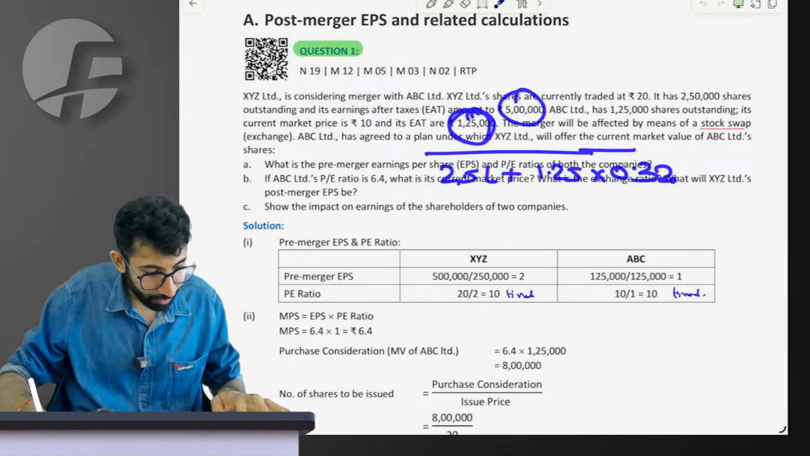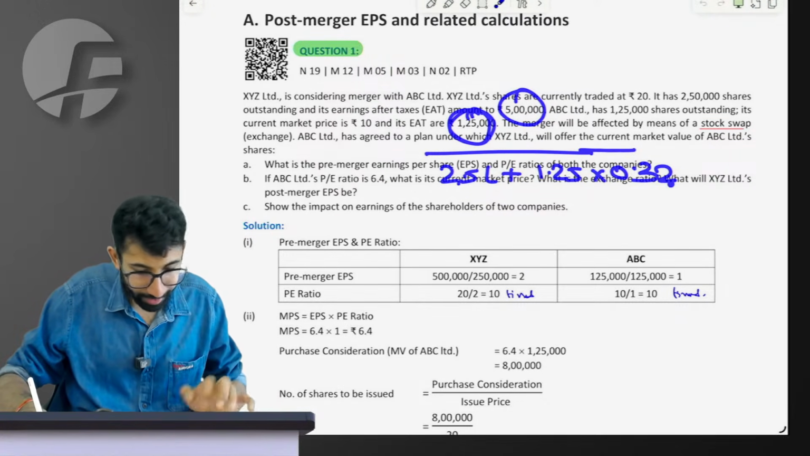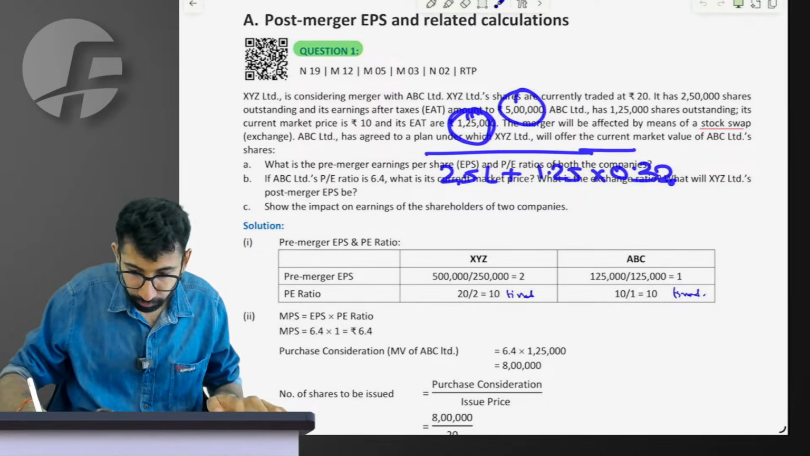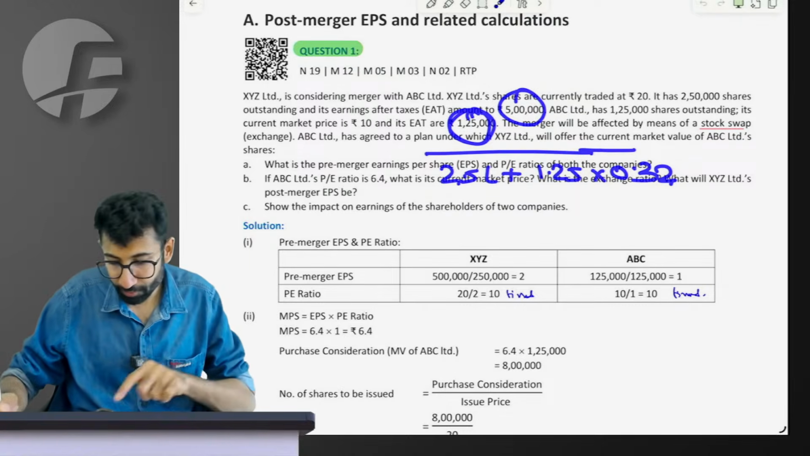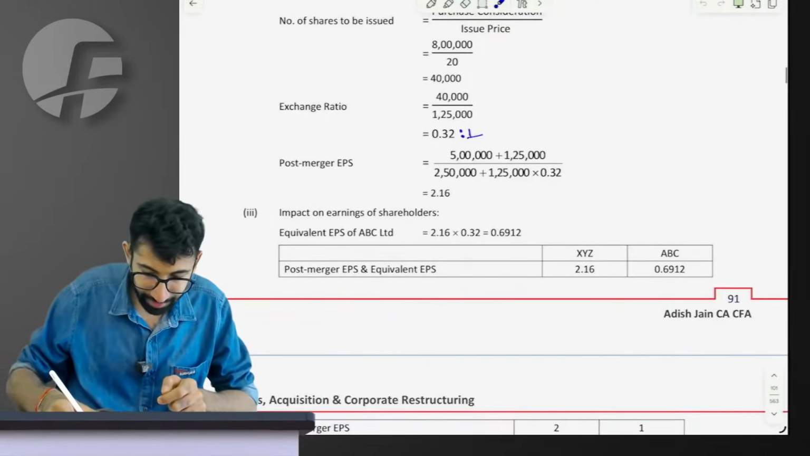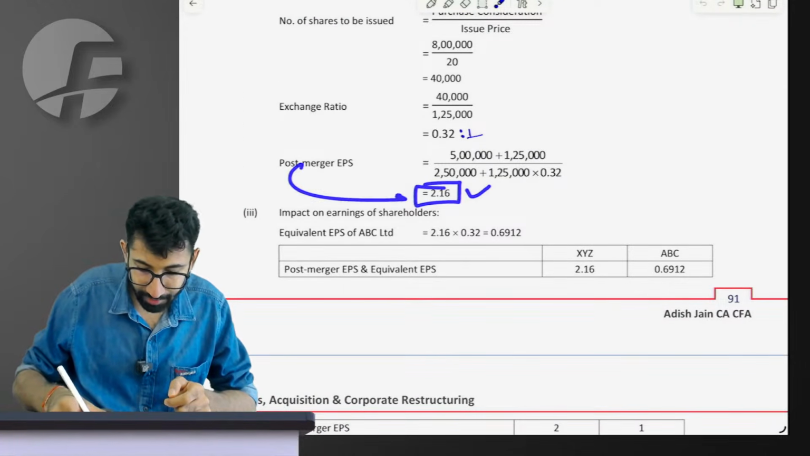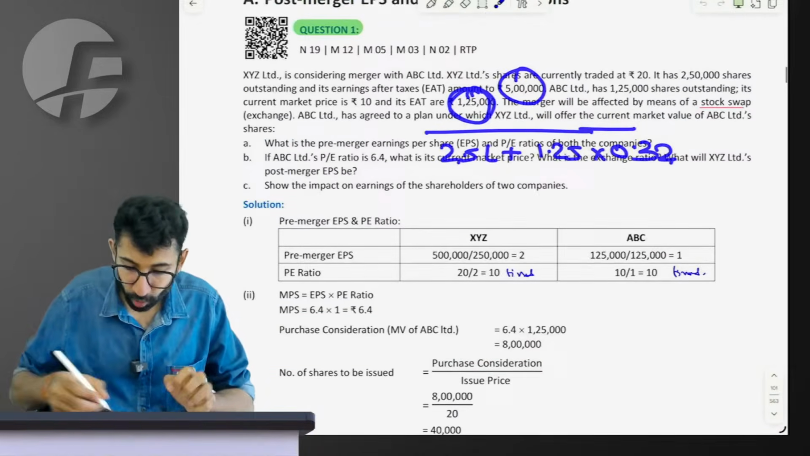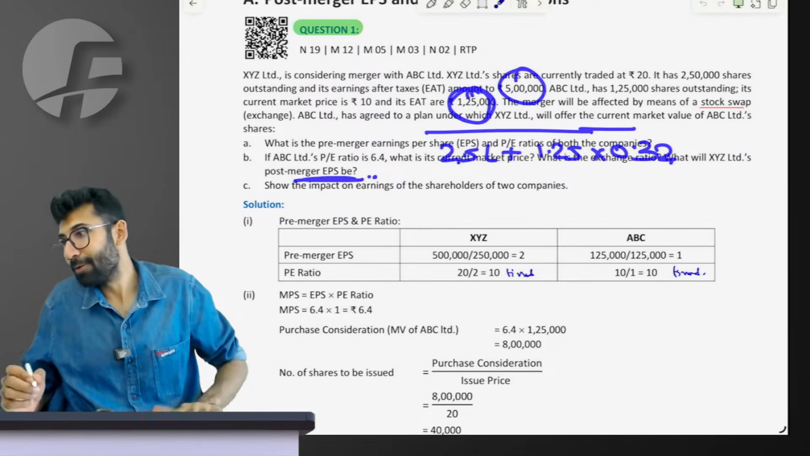How much does it become? 1,25,000 into 0.32 plus 2,50,000. Dividing, it gives me 2.16 on a rounded off basis as the post-merger EPS. Extremely easy.